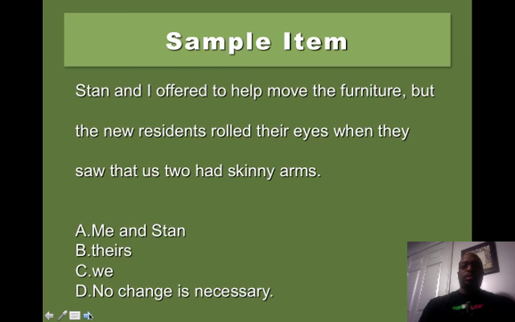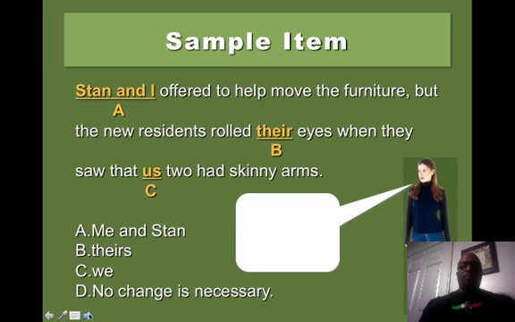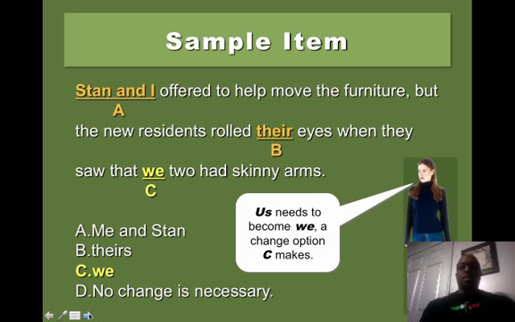So before we do that, let's look at this sample. It says, "Stan and I offered to help move the furniture, but the new residents rolled their eyes when they saw that us two had skinny arms." If you look at this, which one of these has the problem? Is it "Stan and I"? Is it "there"? Or is it "us"? I'll give you a second to answer that. If you chose "us" as the problem, you were correct, because "us" needs to be "we," and that's an example of a pronoun case error.